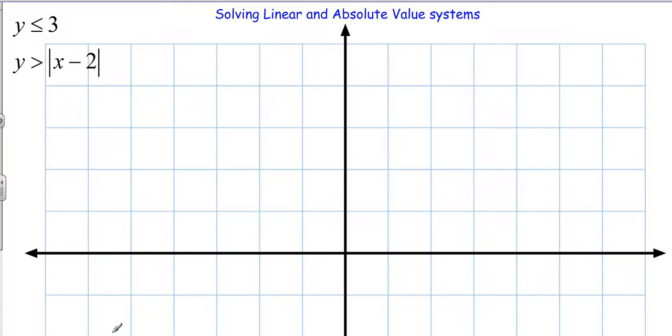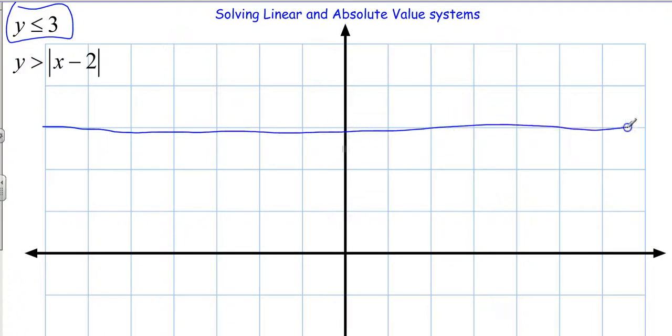Let's try another one. So this one should be easier in theory. It's already solved for y. That's nice. So a solid line at 3. So it's a horizontal line. I'm going to shade below. Sometimes when you get better at this, you can think, okay, I'm going to shade below that line. Let me just wait on that for a minute.